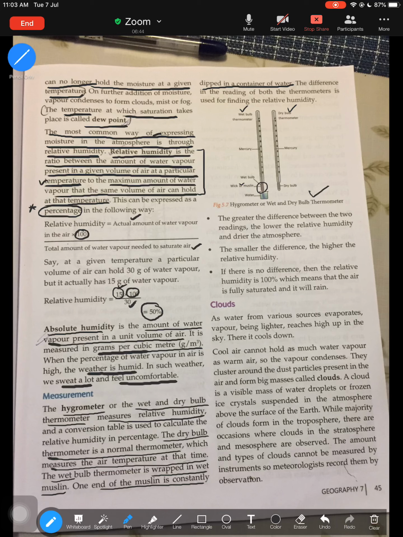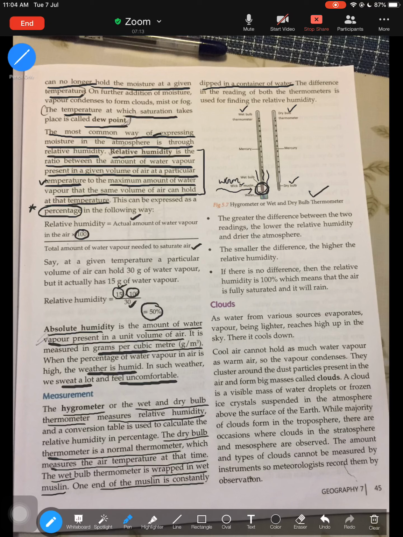Now you might be curious to understand why it is covered with cloth and dipped in water, whereas the dry bulb is left open. The reason we cover it with cloth is to hold moisture. What do I mean by hold moisture? Imagine there's warm air blowing. When warm air comes in contact with this wet cloth, what happens? The cloth starts heating up and you see vapor rising up. That's called evaporation.